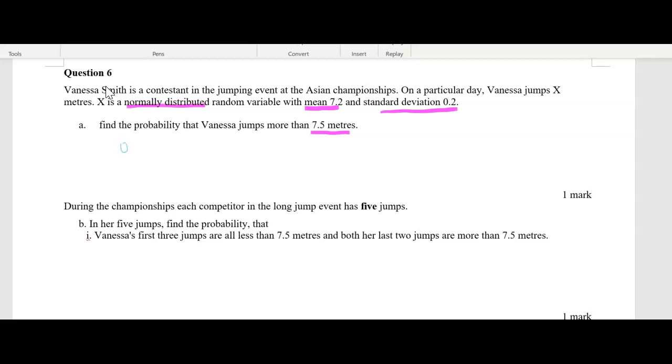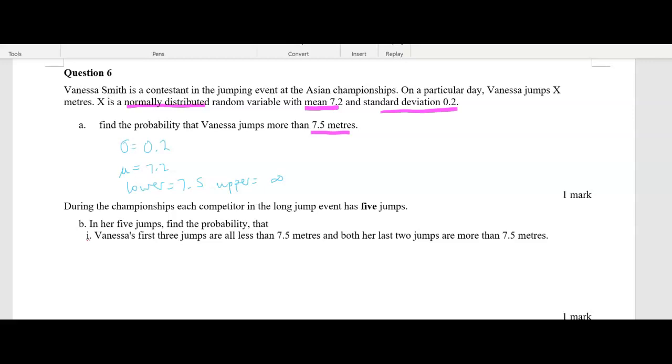All right, I'm going to write standard deviation first because that's how we're going to put it into our calculator. And then our mean, 7.2. All right, so we want to find the probability she jumps more than 7.5 meters. So the lower limit is 7.5 and the upper limit is infinity. Wouldn't that be funny? Like she jumps and she ends up in space.